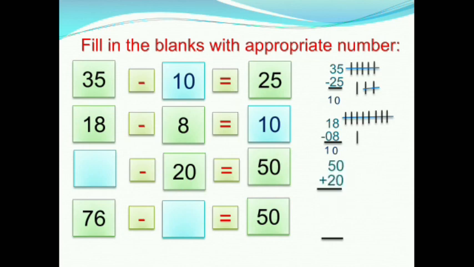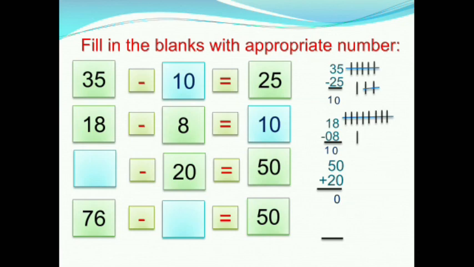First, we should add units place digits. They are 0 and 0. 0 plus 0 is equal to 0. Write 0 in units place. Next, we should add the digits in the tens place. They are 5 and 2.